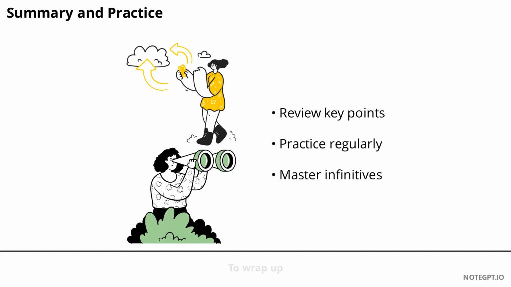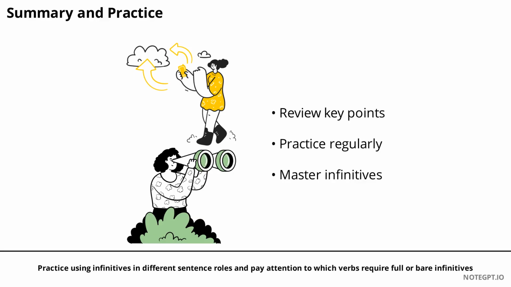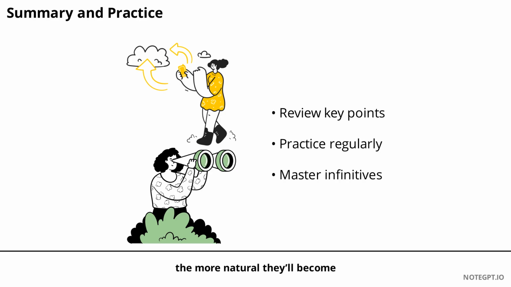To wrap up, let's review what we've learned. Infinitives are the basic, unmarked form of verbs, usually with "to." They can act as nouns, adjectives, or adverbs, and sometimes appear as bare infinitives. You can make them negative by adding "not." Practice using infinitives in different sentence roles and pay attention to which verbs require full or bare infinitives. The more you practice, the more natural they'll become. Keep exploring, keep practicing, and soon you'll master the art of using infinitives in English.